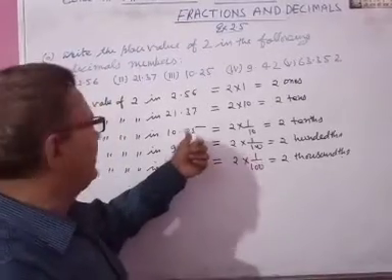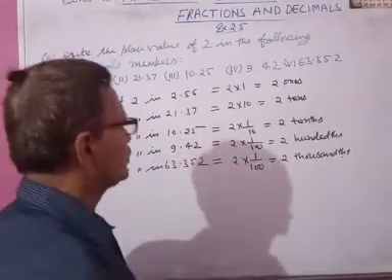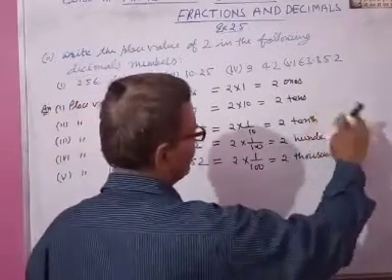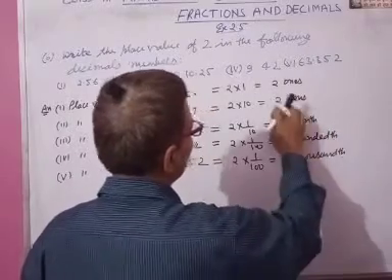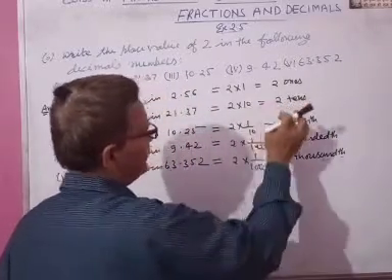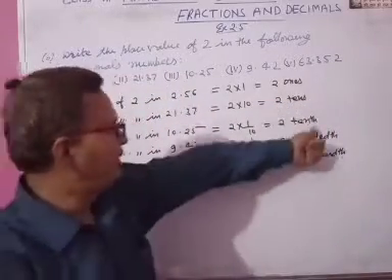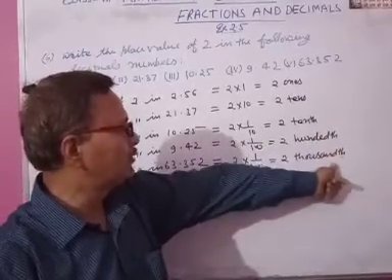It is here decimal part, not whole part. So we will write here tenth, not tens. Here, because here 2 tens is in the whole part. Here we will write tenth, hundredth, thousandth, like this.